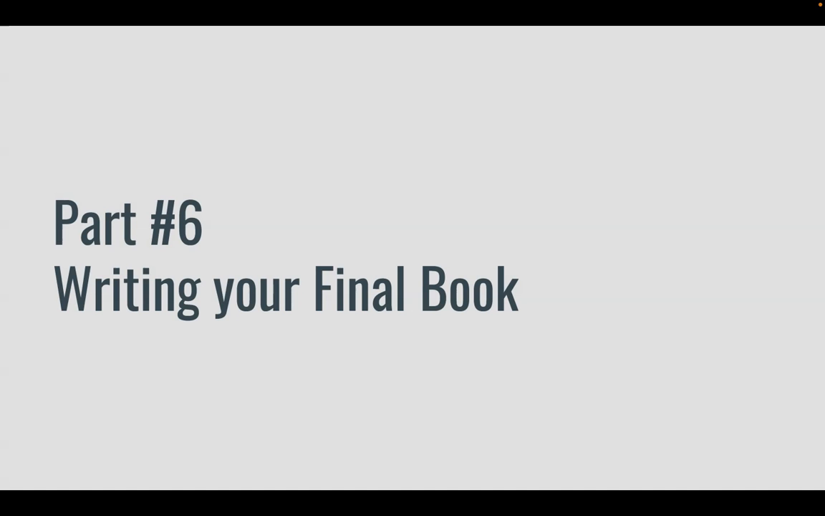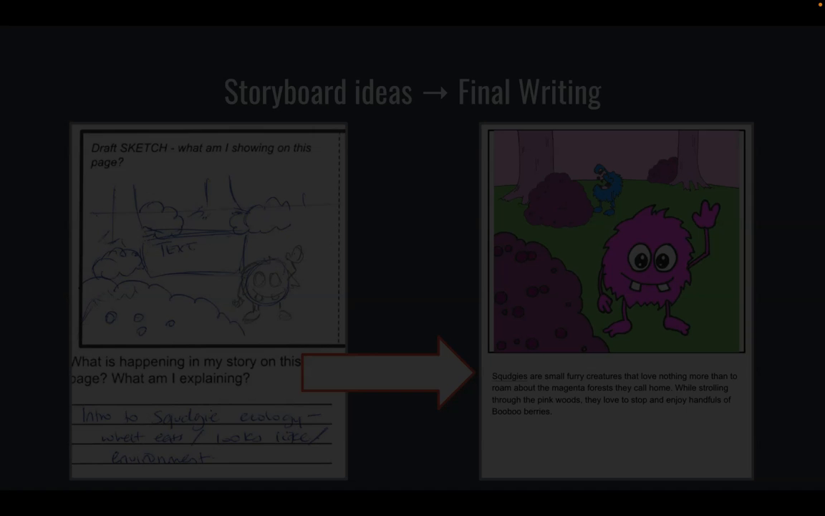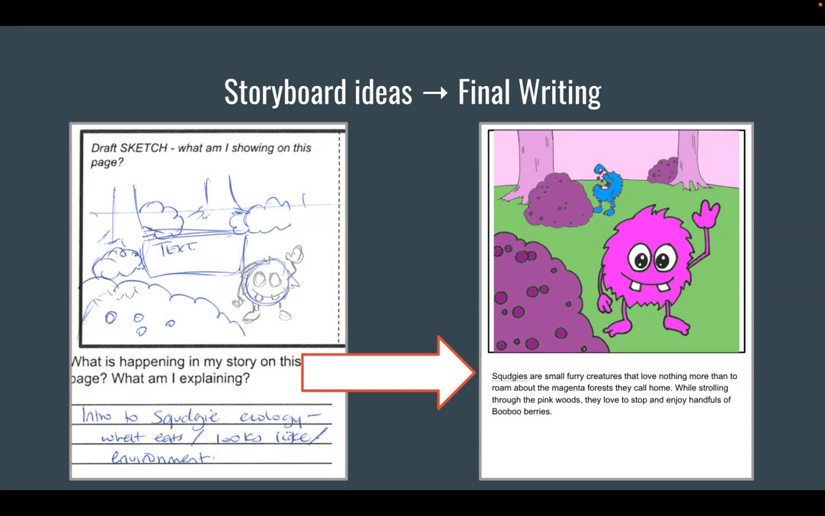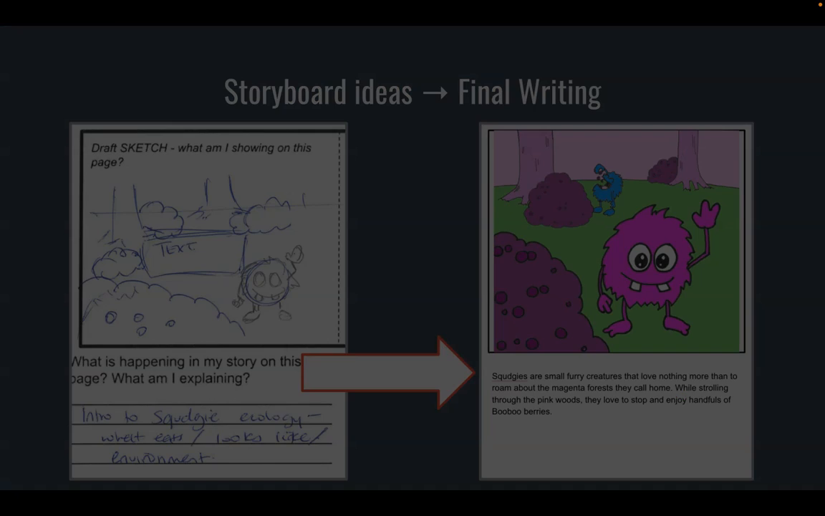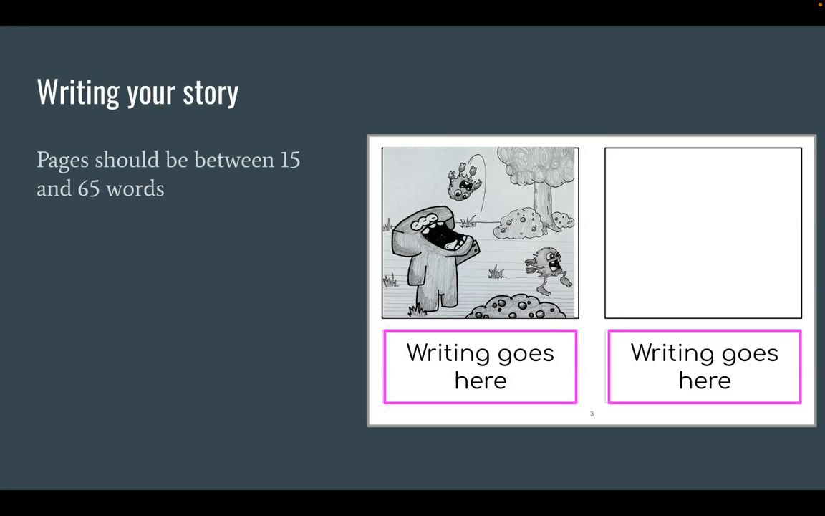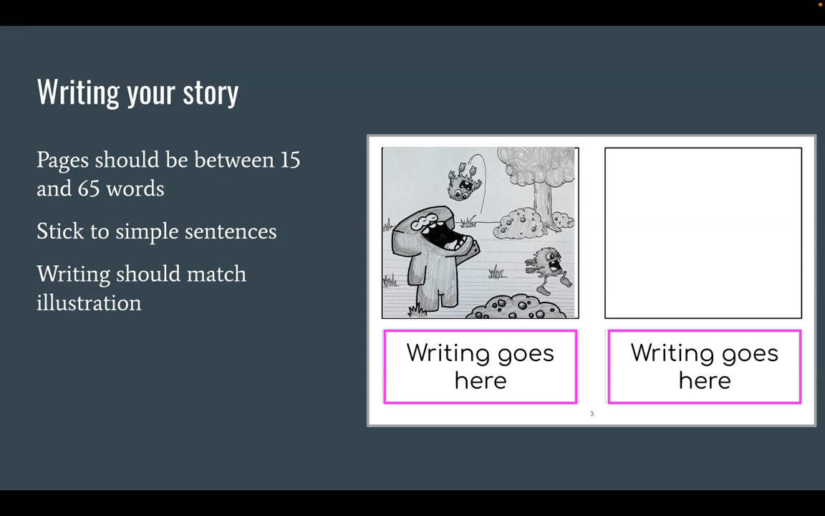Part 6. Writing your final book. In this step, you take the notes that you wrote on your storyboard and transform them into your final book. When writing a children's book, each page should only have between 15 and 65 words. Since you're writing for children, make sure you are sticking to simple sentences. And remember that your writing should match your illustration.